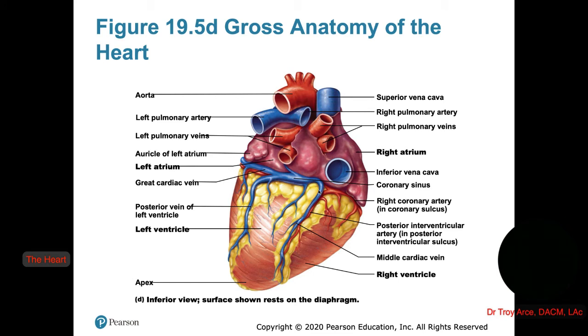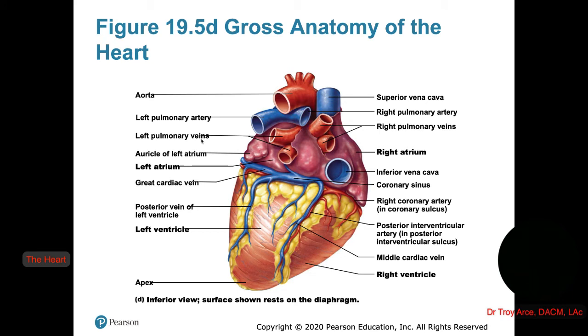This reviews. This is the actual backside, right? So this is the back, as if you were looking at someone's back through their body, and you have your inferior vena cava. This is actually the inferior view. The surface shown rests on the diaphragm, and so you just have to orient it. This is your right atrium, right? This is your superior and inferior vena cava going into the right atrium, and there are your left pulmonary veins that carry oxygenated blood.